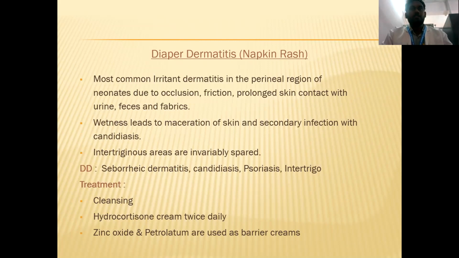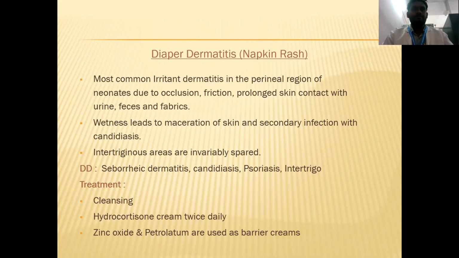Next common disease which is seen in infants include diaper dermatitis or napkin rash. This is nothing but an irritant dermatitis which is seen in the perineal region of neonates because of the occlusion, friction, and prolonged skin contact with the urine, feces, as well as the fabrics. This wetness basically will lead to maceration of the skin and it can also lead to secondary infection with candidiasis.